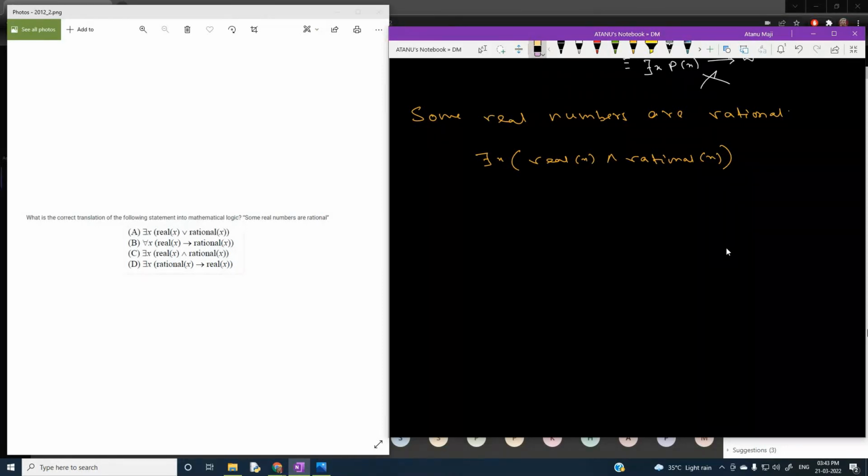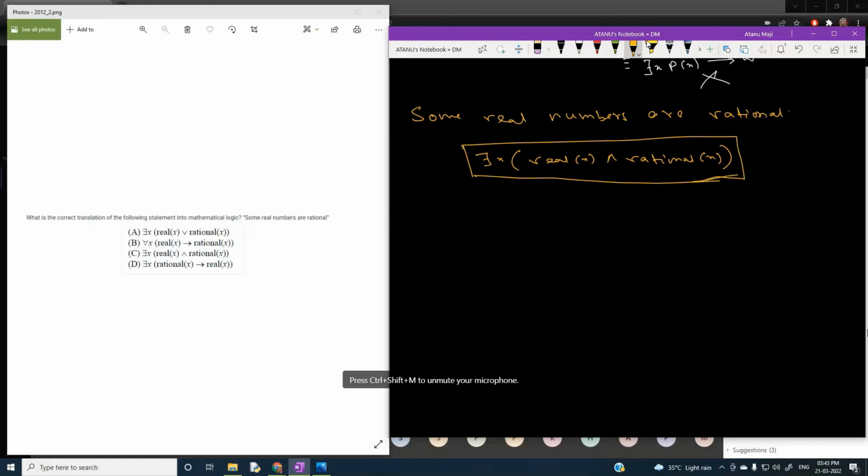Okay. So from there you should remember that the existential quantifier cannot take a conditional expression. Also, this statement has the word some. That means whatever the expressions, conditions, or things it contains, it is not for all, it is for some. So there should be an existential quantifier, not the universal quantifier. Got it? So this is one question.